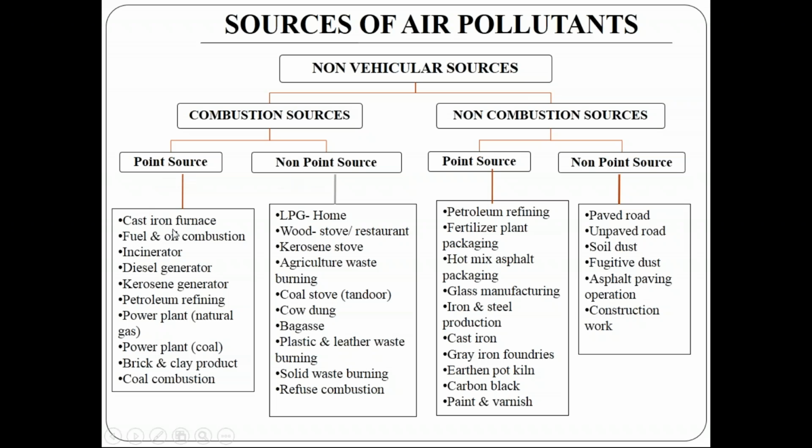So you can see the cast iron furnace, fuel and oil combustion, incinerator, diesel generator, kerosene generator, petrol refining, power plant, coal-based power plant, natural gas power plant, brick and clay product, or coal combustion, etc., are the point sources under combustion sources. In case of combustion sources but non-point, like LPG, home, wood, kerosene stove, agriculture waste burning, coal stove, cow dung burning, bagasse burning, etc., solid waste burning, refuse combustion, etc., these are known as non-point sources.